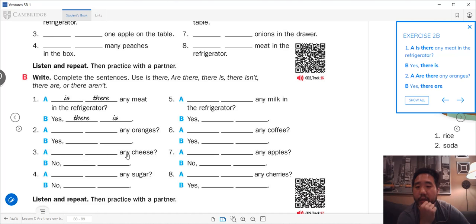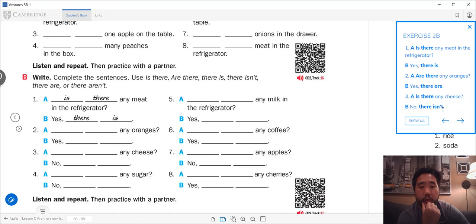Number 3, blank blank any cheese? No, blank blank. Cheese is a noun that can't be counted, so we have to start with is there any cheese? And the answer is a no, so we have to write the negative form. So instead of the usual, if it was yes, it would be there is, but since it's not, we have to say there isn't. So one more time. Is there any cheese? No, there isn't. That's the answer. So is there any cheese? No, there isn't.